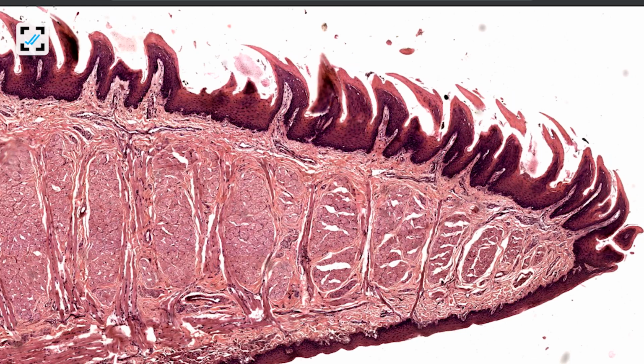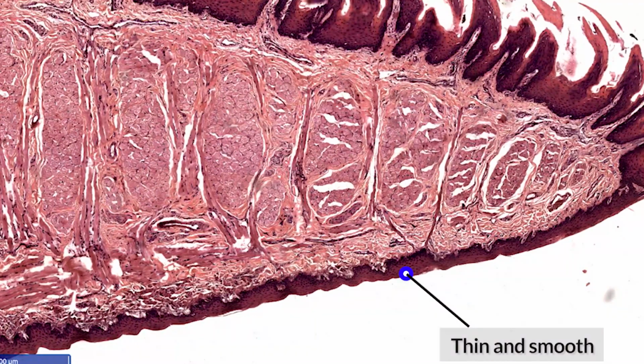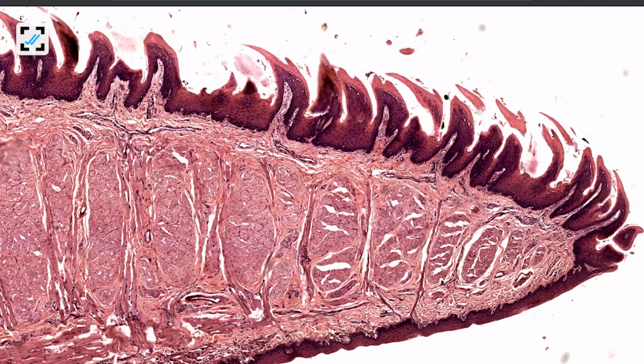Let's appreciate the features of the dorsal mucosa. Apart from the thickness, the other difference in dorsal and ventral mucosa is that the ventral mucosa is smooth, free from any projections, whereas the dorsal mucosa has surface projections which are referred to as lingual papillae. Lingual papillae are of four types: filiform, fungiform, circumvallate and foliate. In this section, we can see only filiform papillae. So let's discuss the structure of filiform papillae in detail.